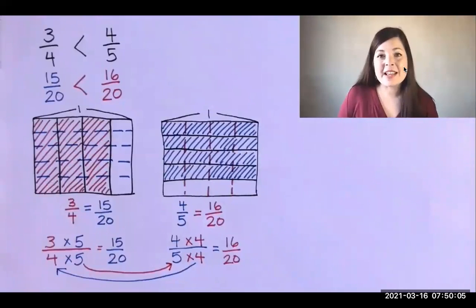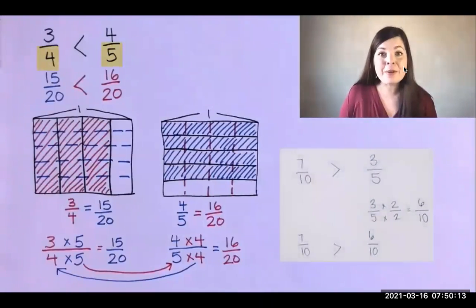Now, how is this process of creating like units or common denominators when the denominators are not related similar to and different from creating common denominators when the denominators are related? Pause the video to talk out your thinking.